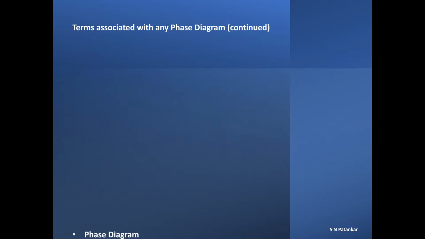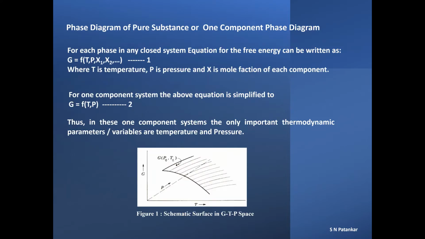A phase diagram is the graphical representation of the phases present and the ranges in composition, temperature and pressure over which phases are present. We will now begin our discussion on phase diagram of pure substance and see how we arrive at the actual phase diagram. In general, equation for the free energy for each phase can be written using form of equation shown in equation 1. As seen in equation 1, the free energy is a function of temperature, pressure, and composition.